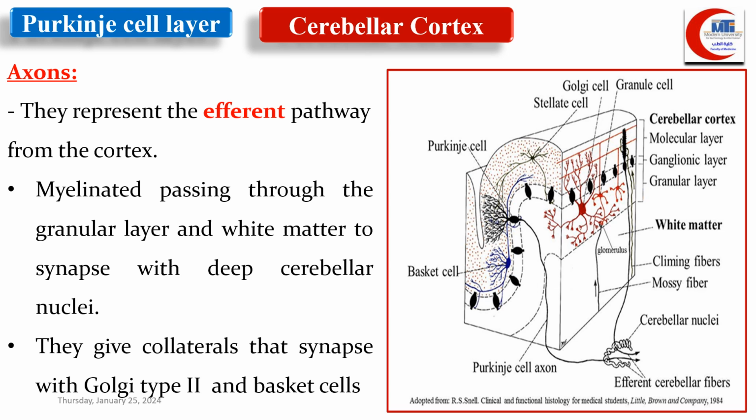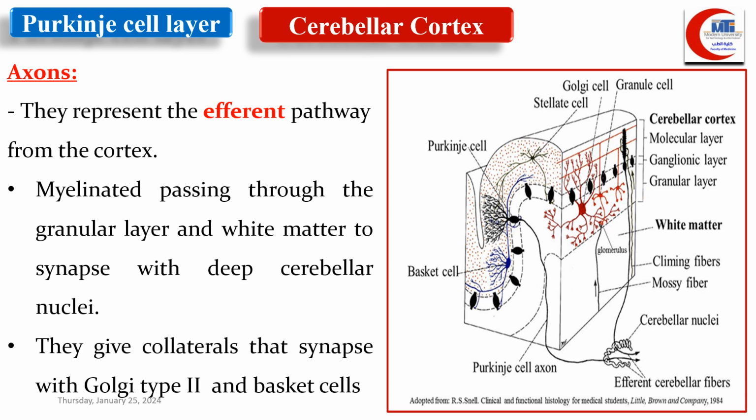What about the axon of the Purkinje cell, which is present inside the Purkinje cell layer? Let's talk about the axons. The axons represent the efferent pathway from the cortex. This is number 1 point. You will know that they are myelinated, axons passing through the granular layer and white matter to synapse with what? With deep cerebellar nuclei. You can know also that the axon gives collaterals that synapse with Golgi type 2 and the basket cell.